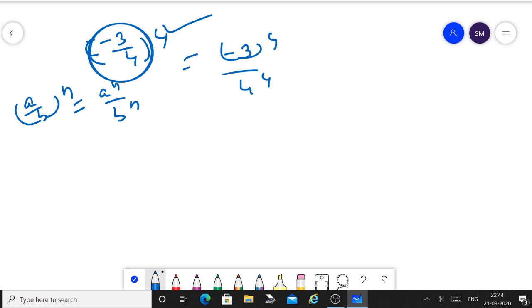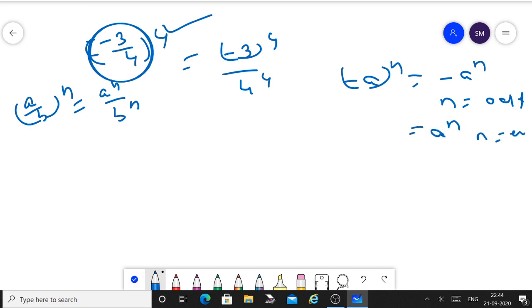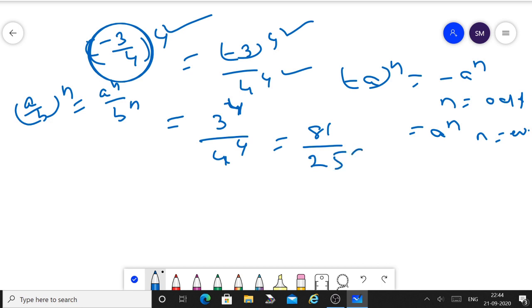Another rule I have already told you in my last class: minus a to the power n is equal to minus a to the power n, where n is an odd number. This is a to the power n where n is even. Here the exponent is even, hence we get the result in a positive term. This is 3 to the power 4 upon 4 to the power 4. What do you mean by 3 to the power 4? This is 81 upon 256.